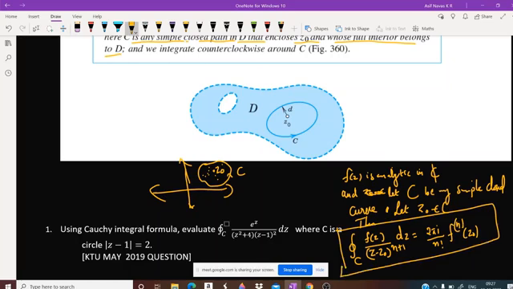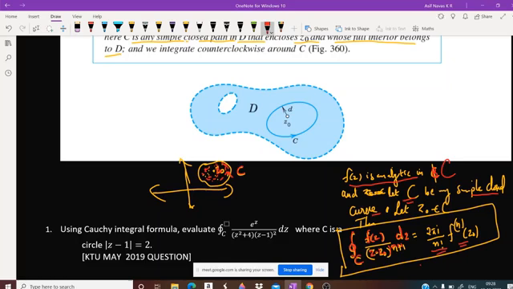The condition is that f of z is analytic inside C. So if f of z is analytic everywhere inside the simple closed curve C, and z naught is a point inside C, then the integral over C of f of z divided by z minus z naught all raised to n plus 1, dz, is equal to 2 pi i divided by n factorial times the nth derivative of f at z naught. This is the formula.